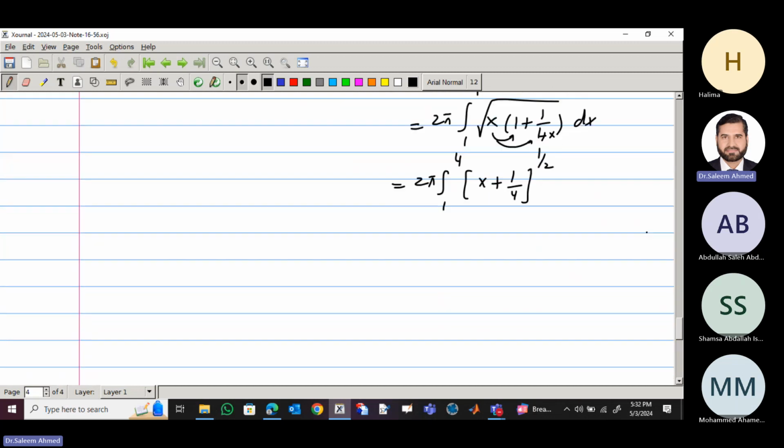And now integration becomes easy. With respect to x, you just have to integrate x plus 1 over 4. Because it's a linear function, you can still add 1 to the power, divide by the new power, and get that. All right.